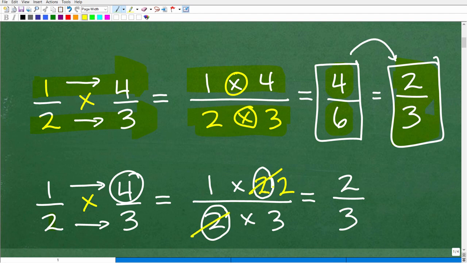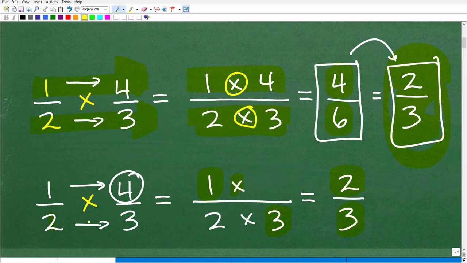Now let's take a look at what's left. What's left is 1 times this 2. 1 times 2 is 2. And then this right here is really just a 1, so 1 times 3. So that is 2/3, and that is our final answer. So you can reduce by cross-canceling as you go. Let me show you this one last time.